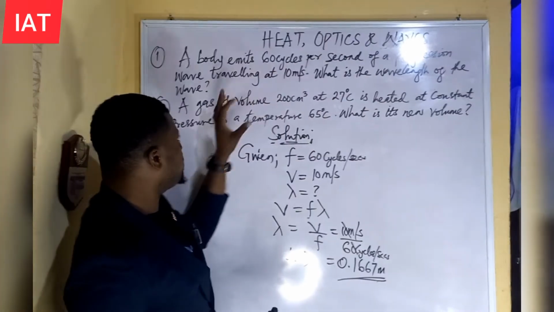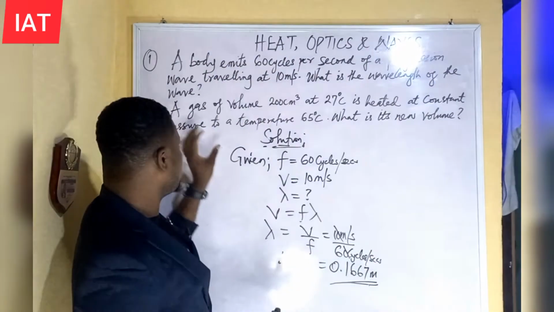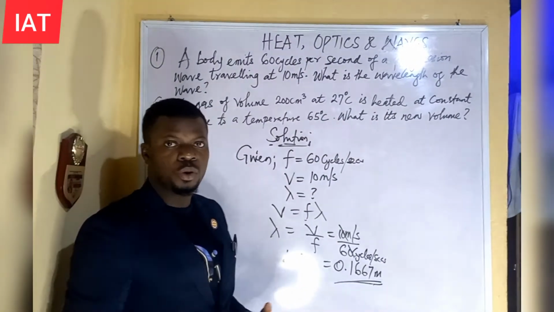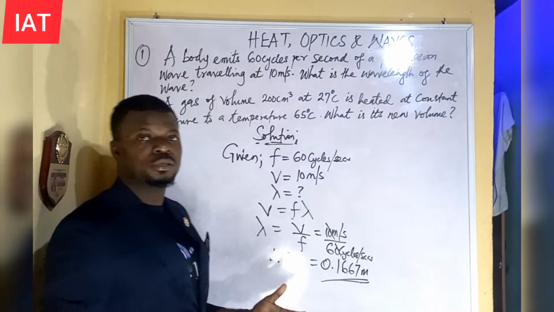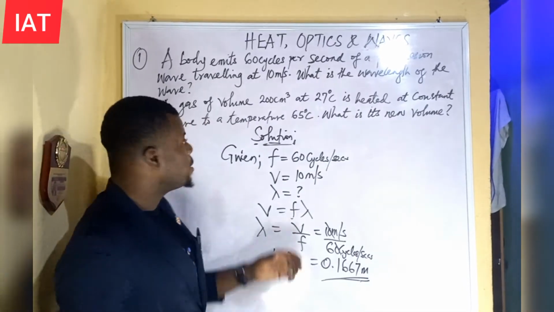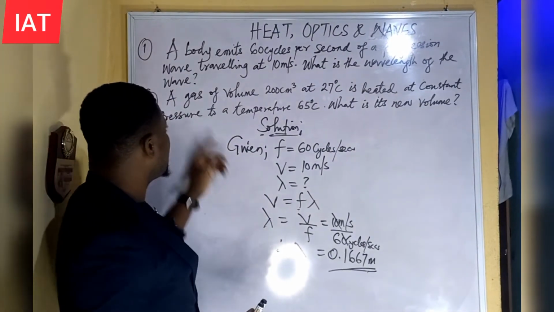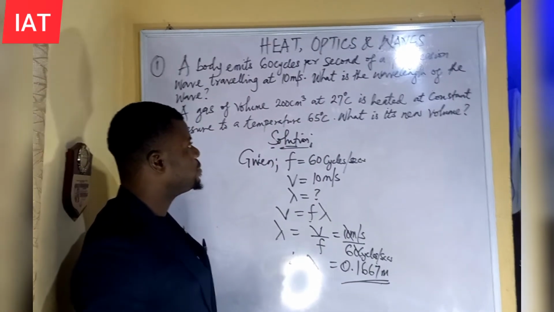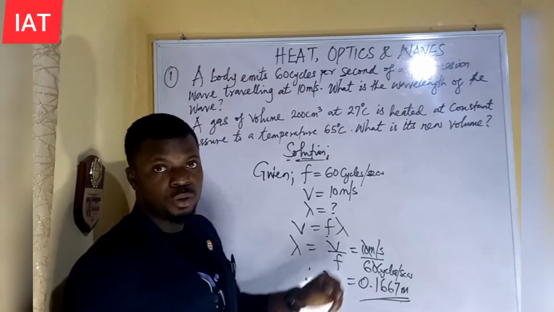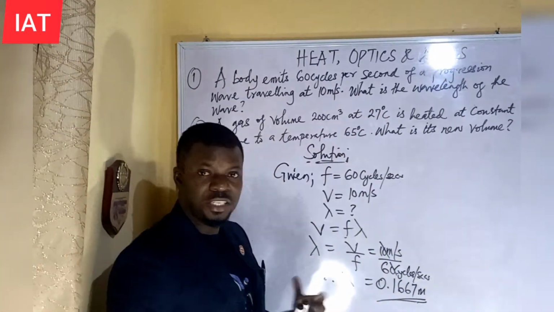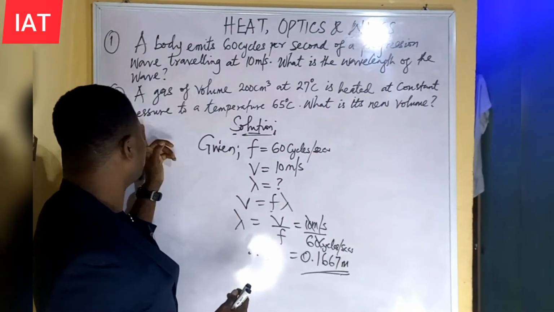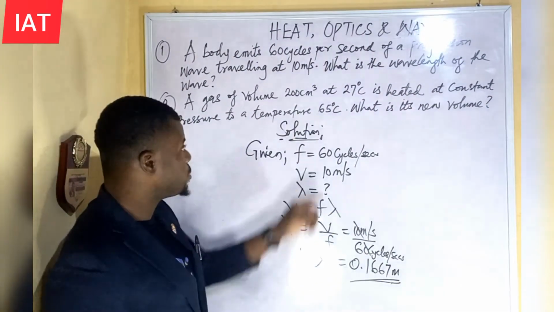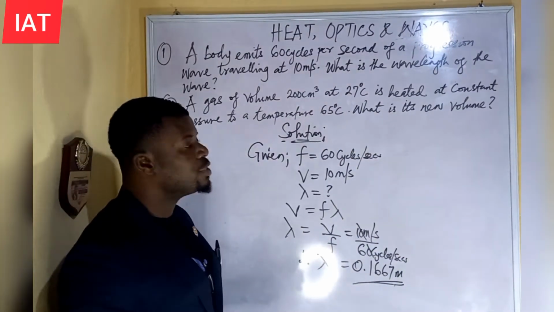So one of the topics in this heat energy has to do with either the ideal gas law or gas laws, Charles's law, Boyle's law, and all of that. So let's see into this problem. A gas of volume 200 cm cube at 27 degrees Celsius or centigrade is heated at constant pressure to a temperature of 65 degrees Celsius or centigrade. What is its new volume?